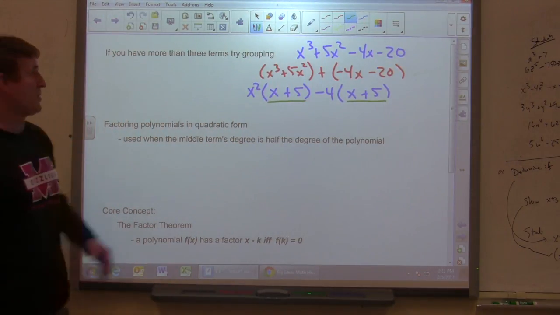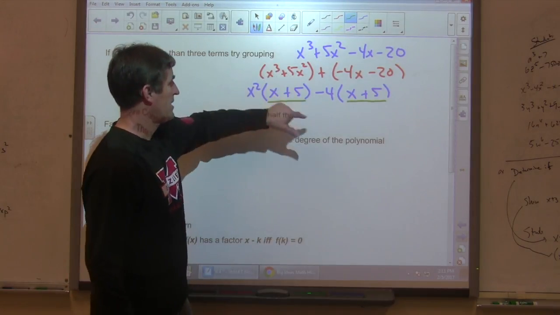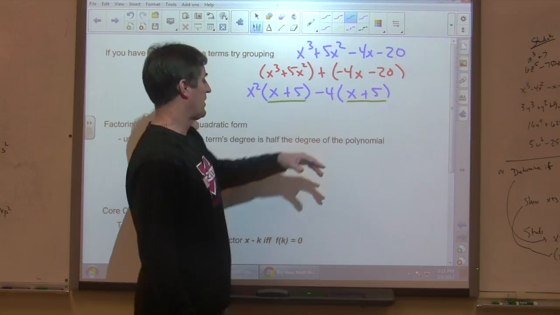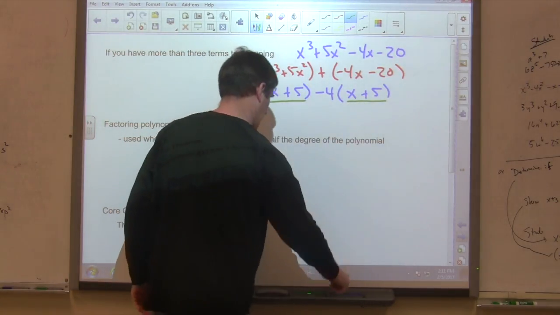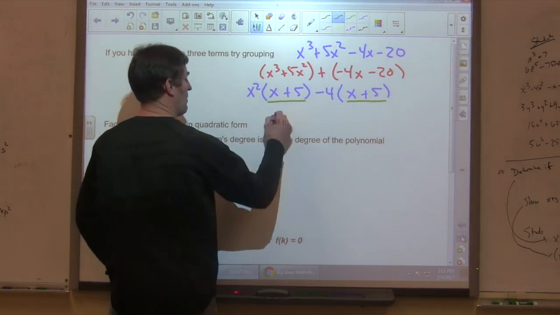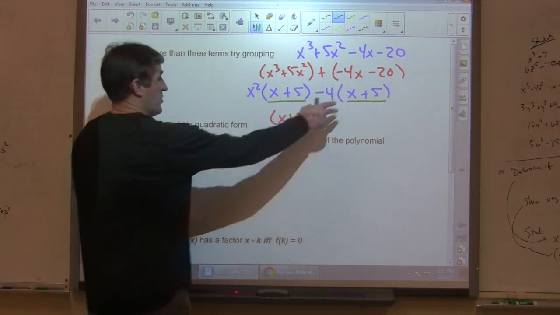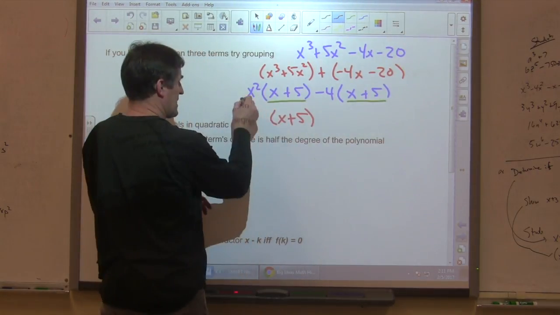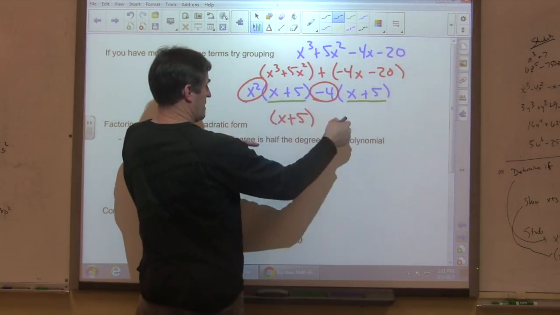So now what I'm going to do is the same thing I did here. Here I took an x squared out of both of these. And here I took a negative 4 out of both of these. So now what they have in common is this x plus 5. So I can pull the x plus 5 out of both of those. So that comes out front, and then what I'm missing is this x squared minus 4. And so that goes in the next one.